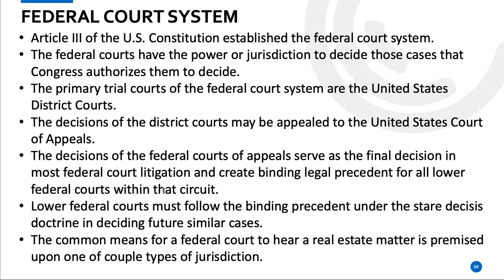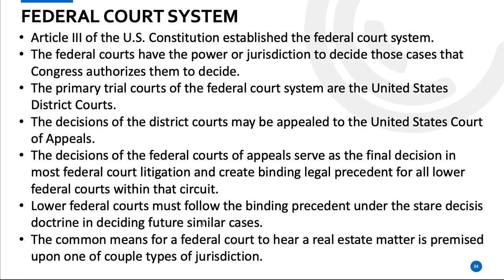So that's where we have the stare decisis coming into play with appellate courts in the federal system, just like we have in the state system. Lower federal courts must follow the binding precedent under the stare decisis doctrine in deciding future similar cases. That's what I just said. The common means for a federal court to hear a real estate matter is premised upon one of a couple of types of jurisdiction.